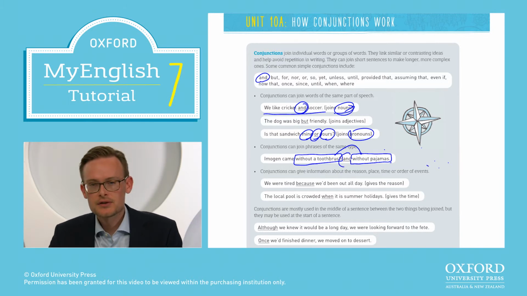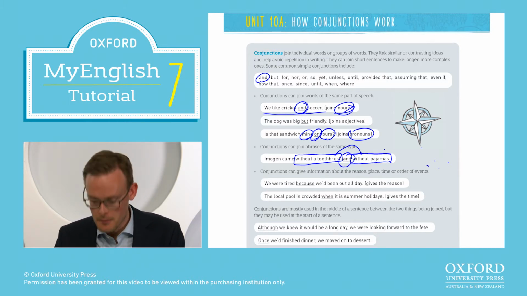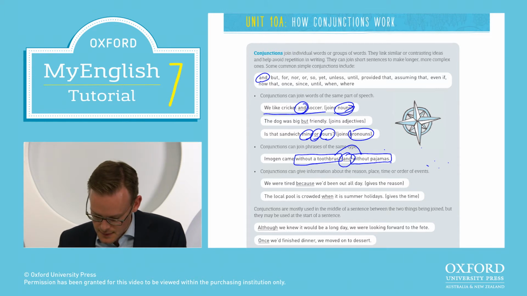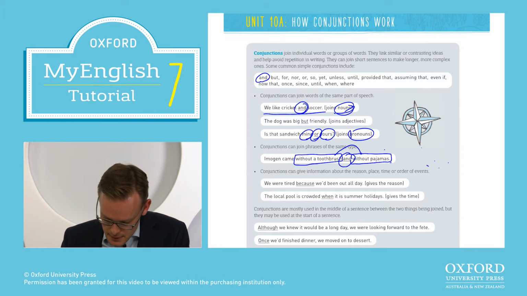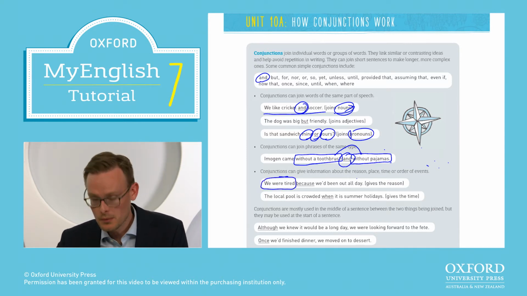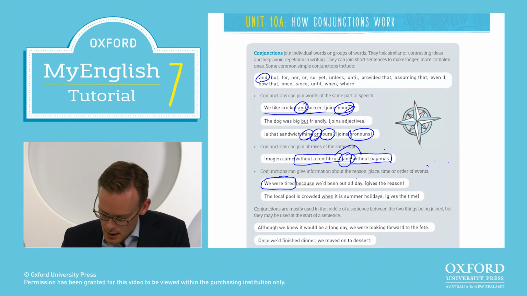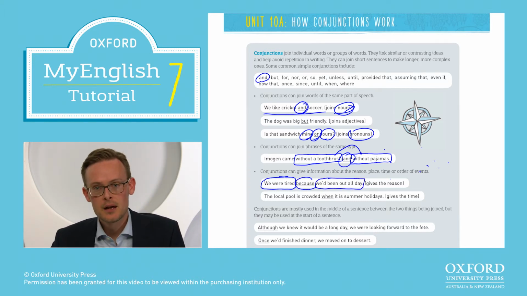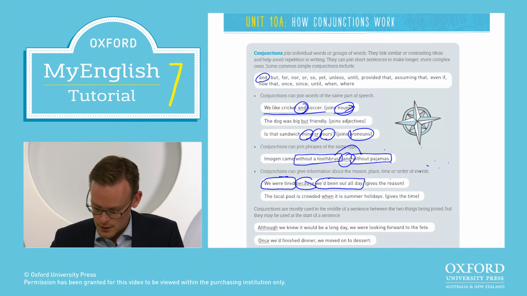But conjunctions don't only join things, they can also give more information about reason, place, time, or order of events. If we had a clause that said, we were tired, but we wanted to give more information about why we were tired, we could say, we were tired because we'd been out all day. In this case, the conjunction because not only joins those two things together, but it tells us how they relate to one another. The second is the reason for the first.